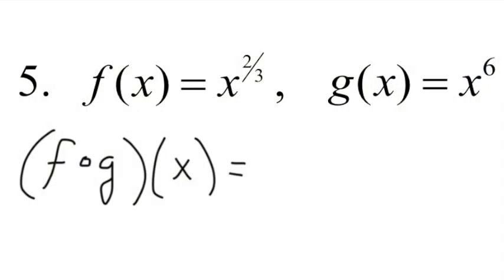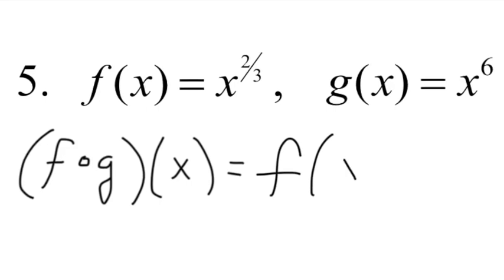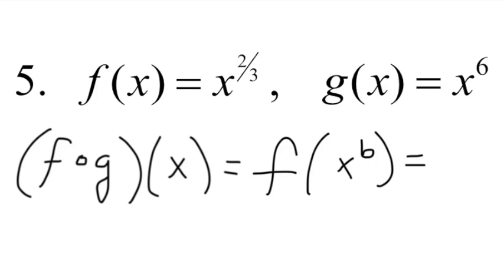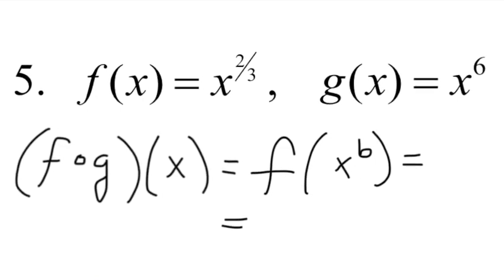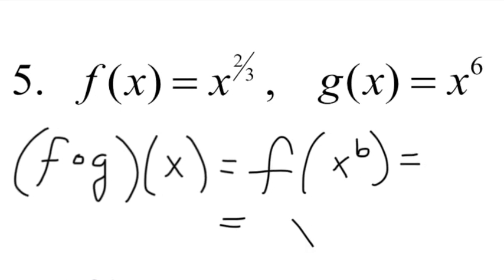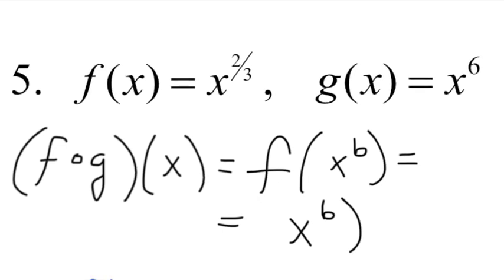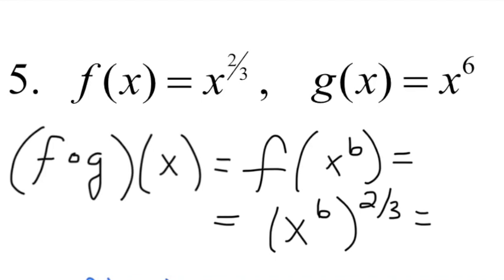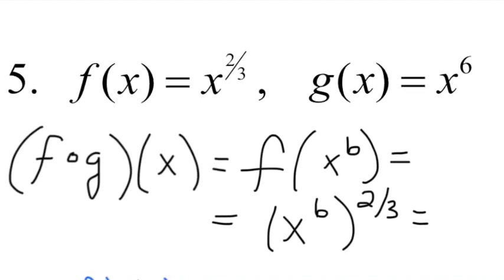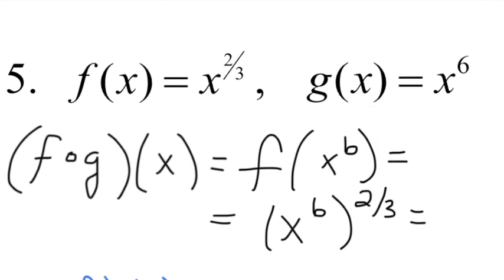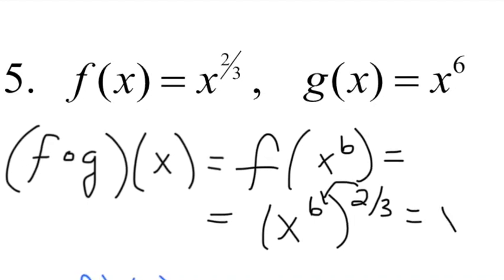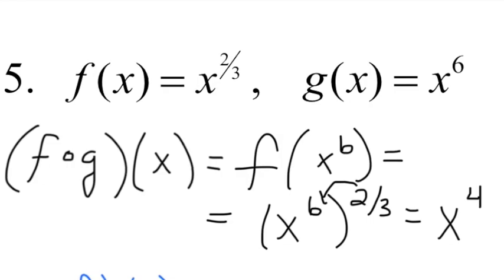For number 5, f of g of x looks like f of x to the 6th power, which means that you plug x to the 6th power in for x on the f of x function. So it's going to look like x to the 6th power, all raised to the 2/3 power. And if you remember your multiplication rules for exponents, you can distribute this 2/3 in and multiply times 6, and that's going to give you x to the 4th power.